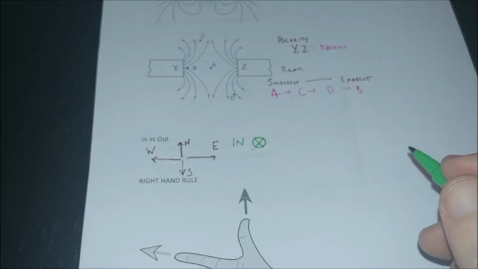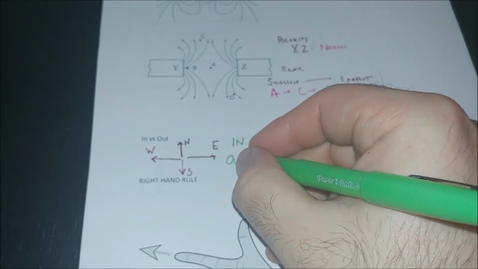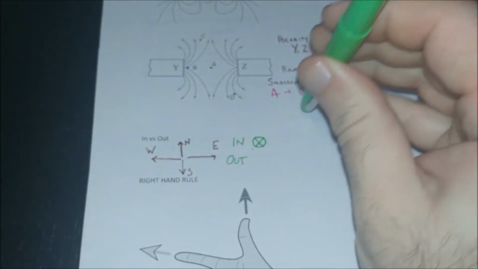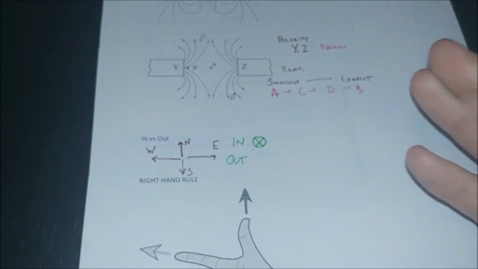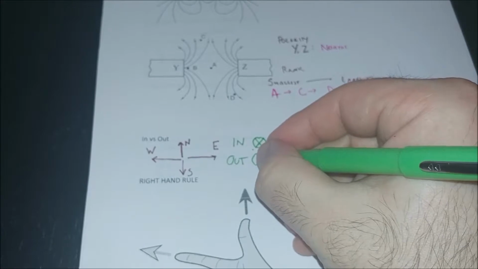Now, imagine what you'd see with this pen if I had it coming out of the page. What you see is a dot and kind of the circle around it. And that is our symbol for out.